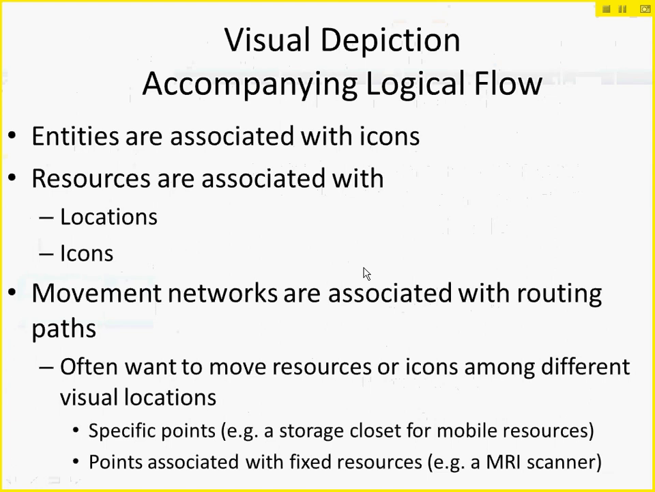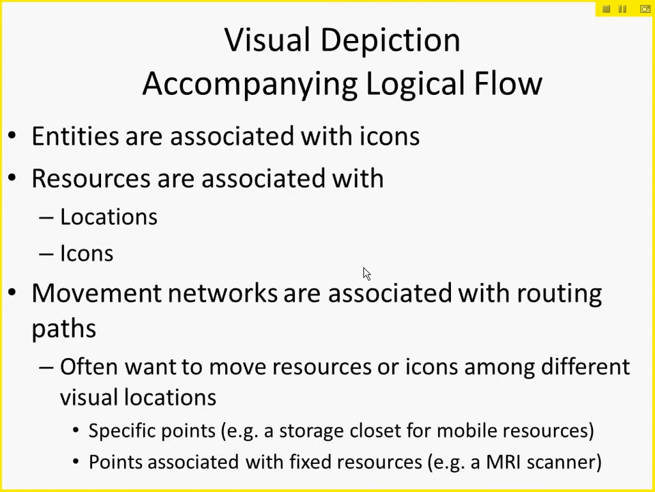Within discrete event modeling and AnyLogic, accompanying this logical flow that we talked about last time, these operators, is a flow that has implications for visual depiction or appearance. So very much part of this whole process-centric modeling, network-oriented modeling, is a visual language associated with it, or visual depictions that illustrate it. So entities are going to be associated with icons. The icons for the entity may change under different circumstances. Resources are associated with locations as well as icons. And movement networks are associated with routing paths.